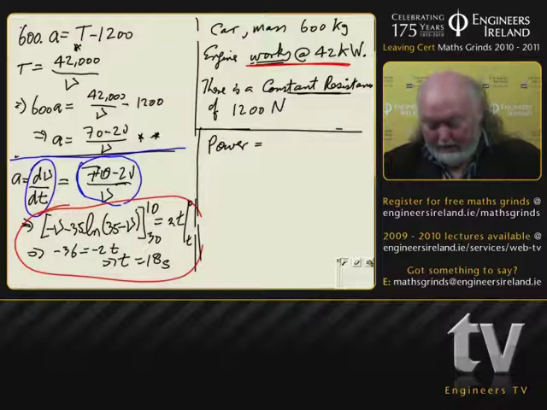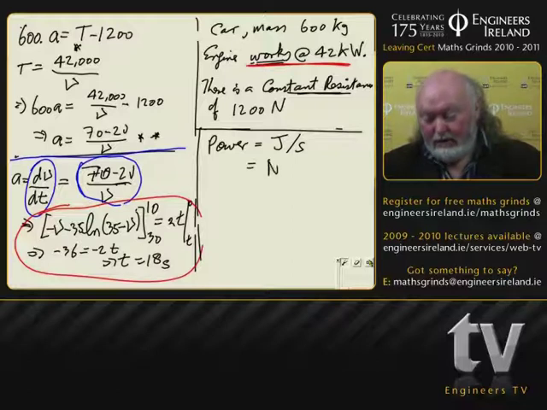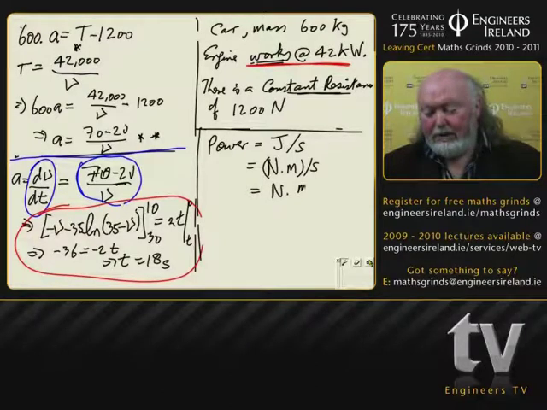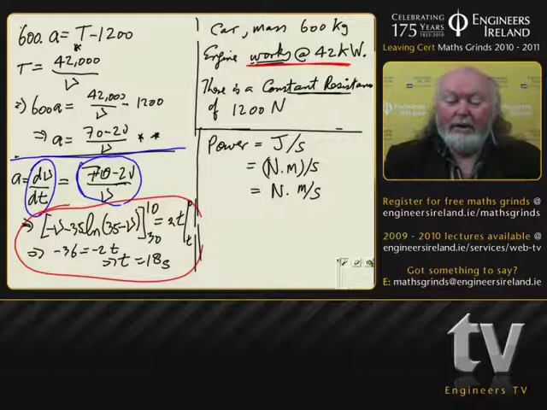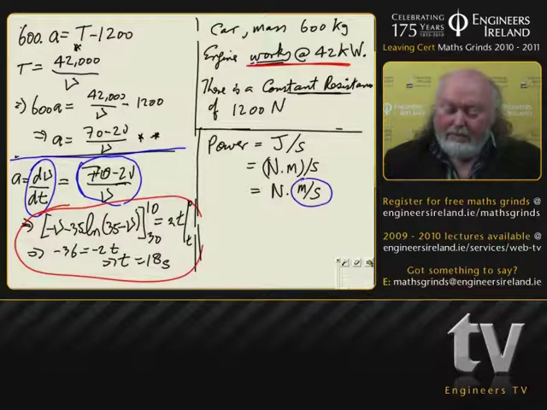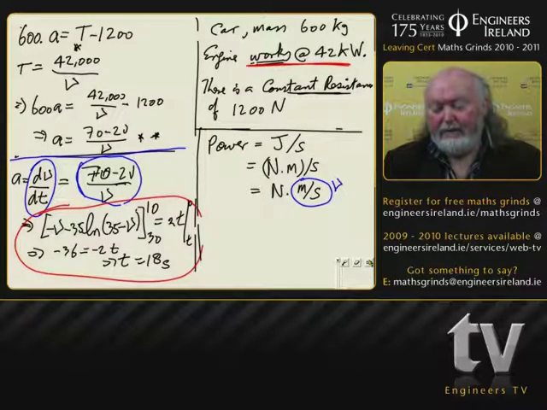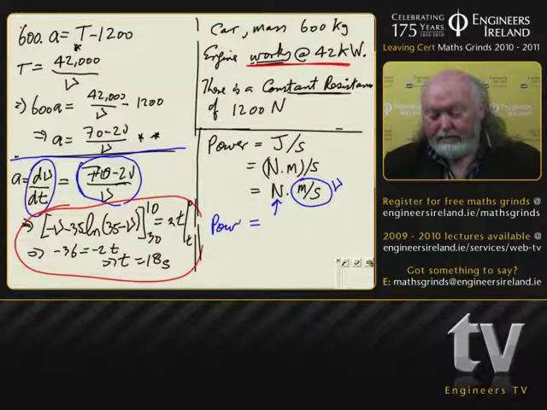What are the dimensions of power? It's joules per second. What's a joule? It's a Newton meter per second. So that's the same as saying newtons by meters per second. Okay, that's the game. Meters per second, isn't that velocity? Newton is force, so we'd say power is equal to force by velocity.